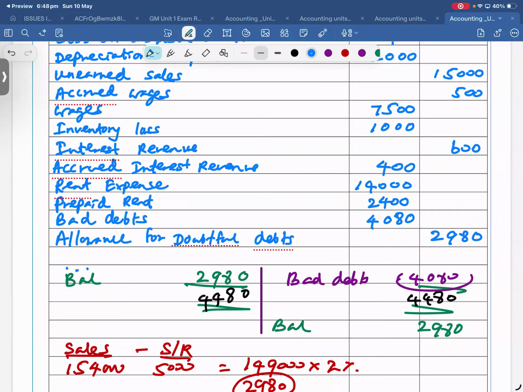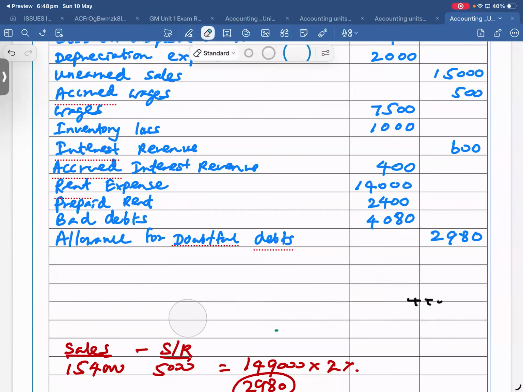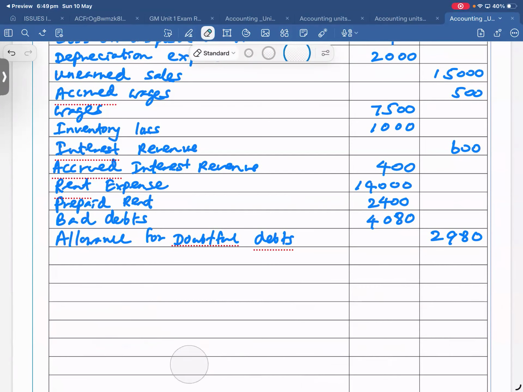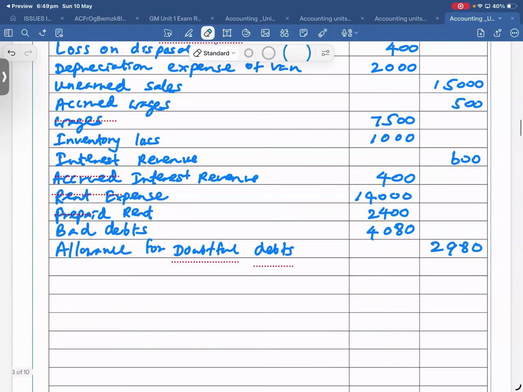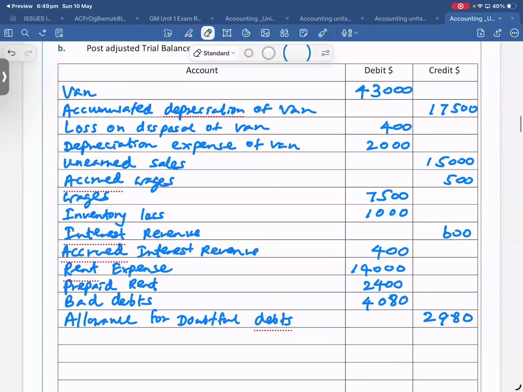That's why I asked you. I know some of you are confused. Not the total that you are writing, not the 4,080 either. 2,980 is the balance. Okay, that's it, guys. That's it for the balance day adjustments.